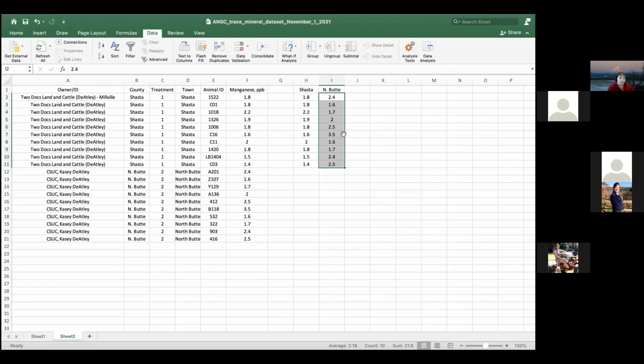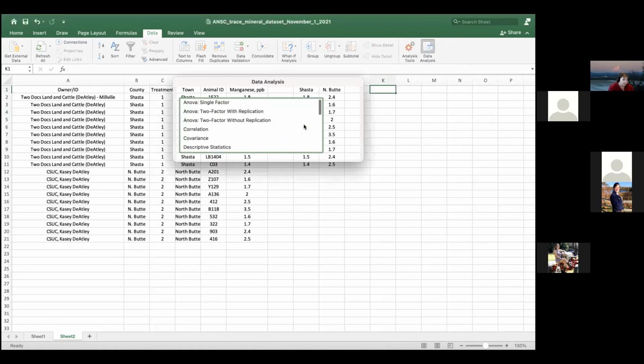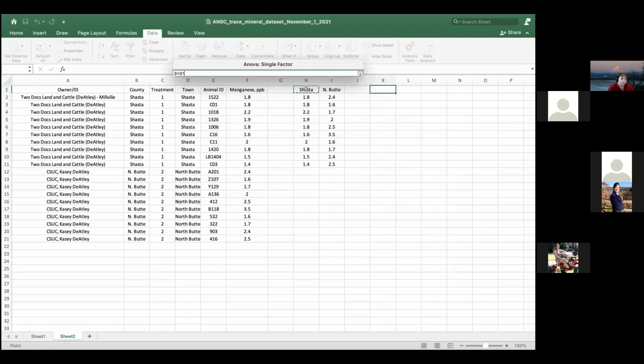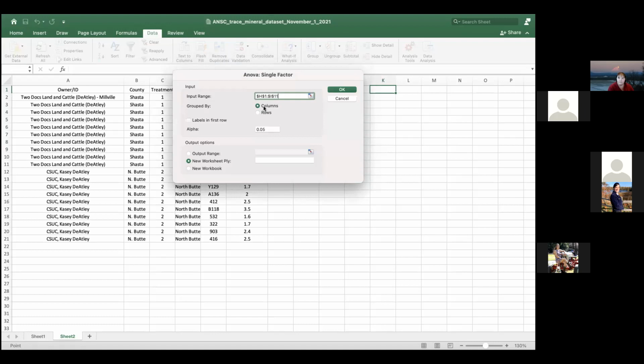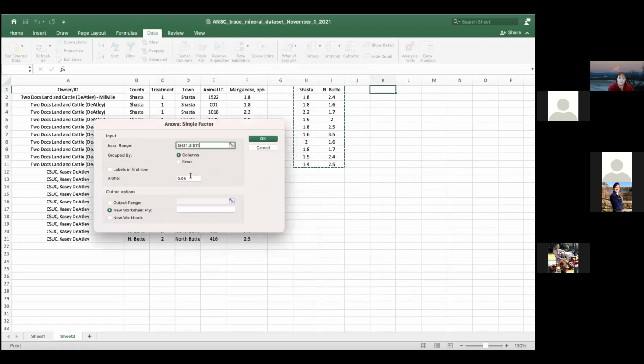So our next step is to analyze the data with an ANOVA. We'll go ahead and click data analysis, go up here to the top, and choose ANOVA single factor. Very similar to the PC route, we're going to select our input data. The data is organized in columns, that's a preference for me. There are labels in the first row, Shasta and North Butte, and our alpha level usually defaults to 0.05, so I'm not going to change that.